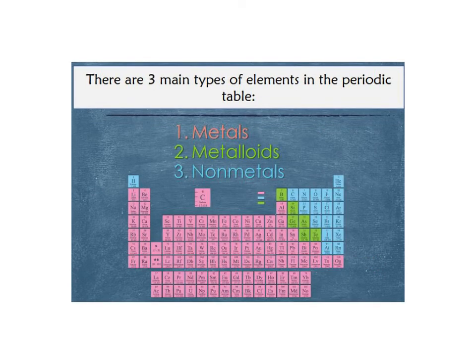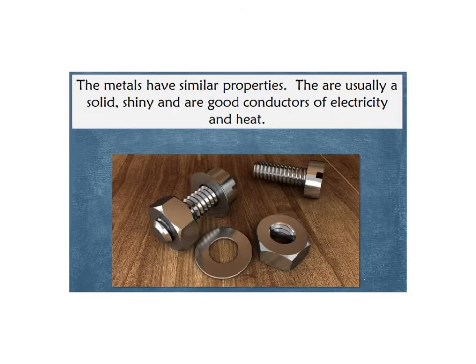There are three main types of elements in the periodic table: metals, metalloids, and nonmetals. So we see the metals in pink, the nonmetals in blue, and the metalloids in green. The metals have similar properties. They are usually solids, shiny, and are good conductors of electricity and heat.